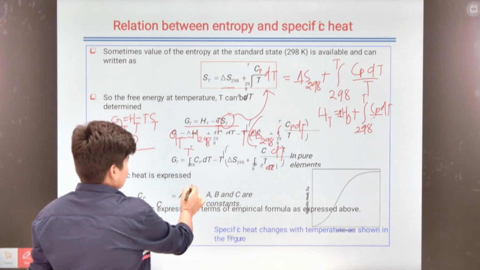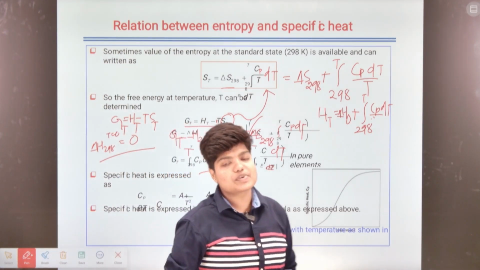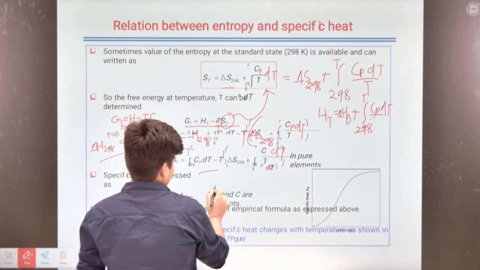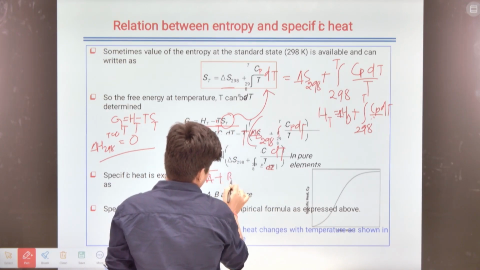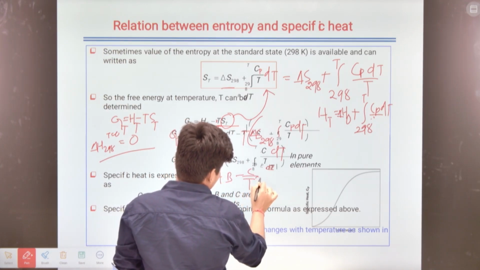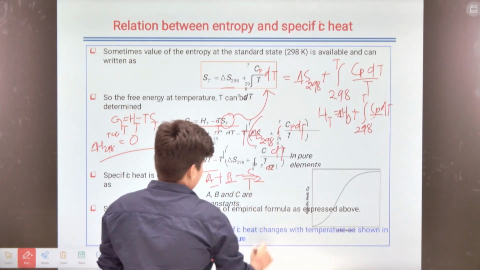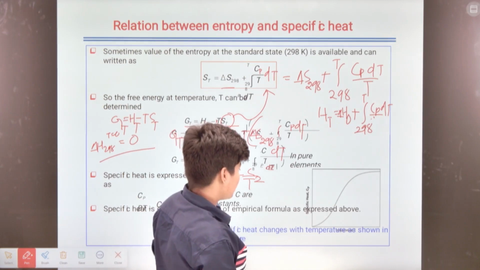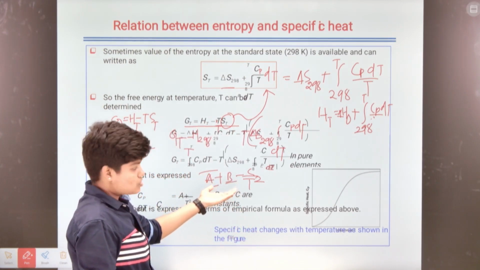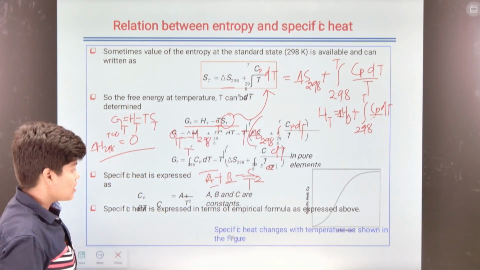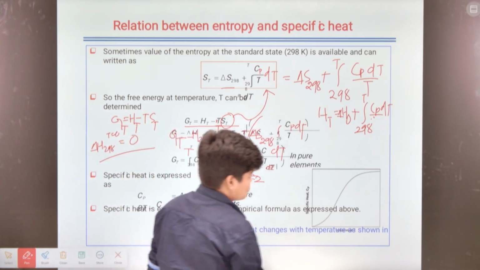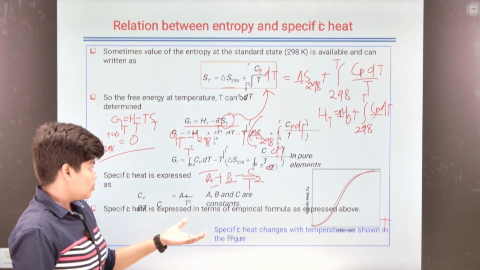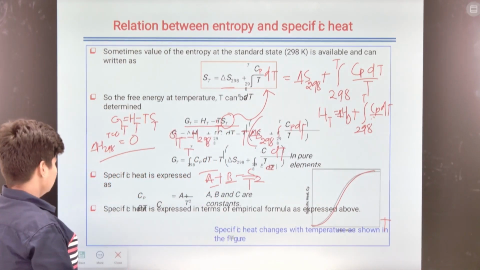Here one term is specific heat Cp. Specific heat can be expressed by this empirical equation, A plus BT minus C by T square, where A, B, C are constants. The specific heat changes with temperature like this. It will increase with temperature.